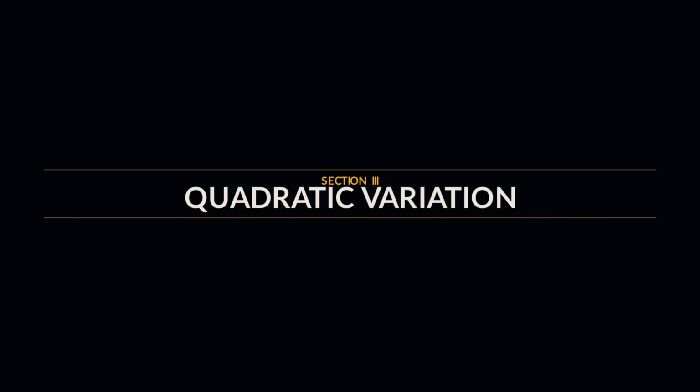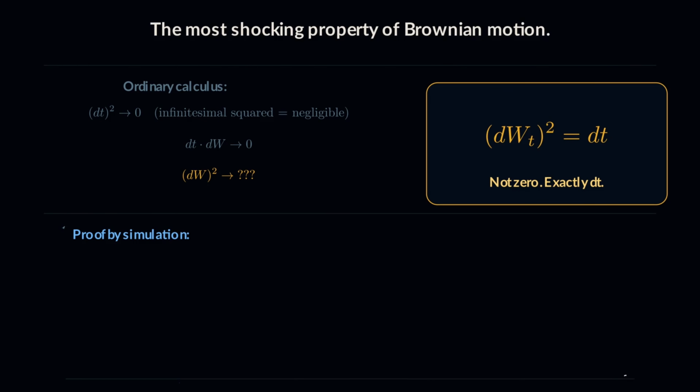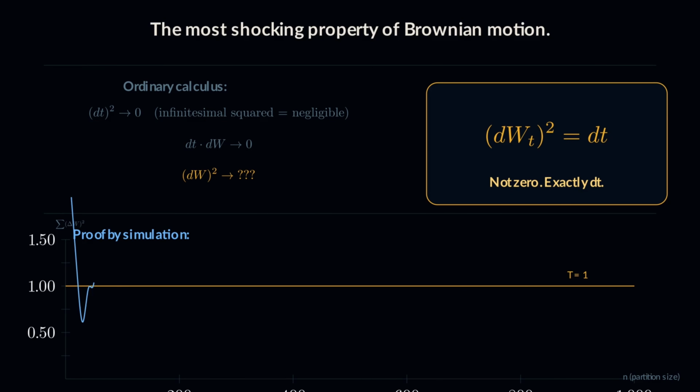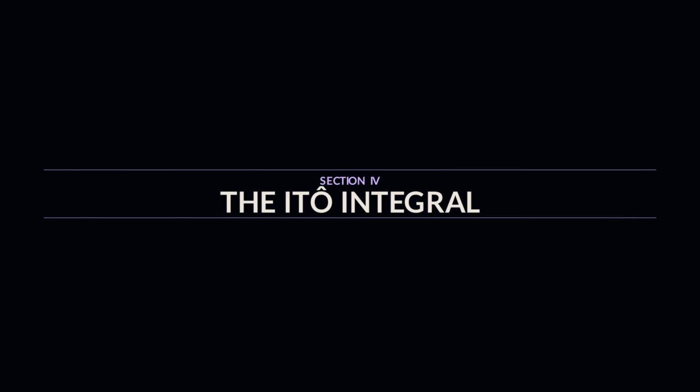Here's the property that breaks everything. In ordinary calculus, infinitesimals squared are negligible. dt squared goes to 0. But for Brownian motion, dW squared does not go to 0. It equals dt. Exactly. This is called quadratic variation, and you can prove it numerically. Sum up all the squared increments of a Brownian path, and the result converges to t, not 0. That single fact changes everything that follows.